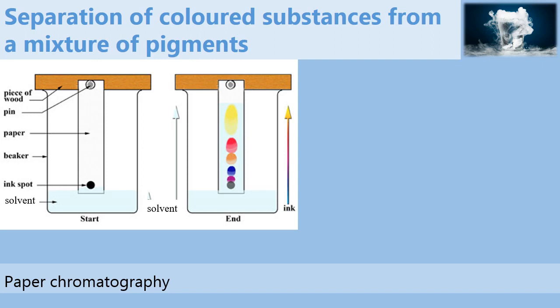Now the ink is placed on the baseline, and then the paper is dipped into the solvent. At the beginning of the experiment, the solvent is absorbed by the paper, and once it reaches the ink, it dissolves part of the ink pigments in different categories and carries them with it upwards.